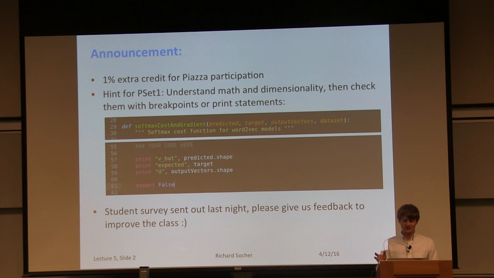Also, there was a little bit of confusion in problem set 1 around the dimensionality of some of the vectors. Generally, the best way to go about this is first you figure out the math, you understand exactly what the dimensionality should be, and then you can check them with either breakpoints if you use something like PyDev and Eclipse, or with simple print statements. For instance, if you have the softmax cost and gradient function and you want to test something, you can always just print the predicted vector's shape, for instance, or the output vectors' shape, and then make sure they make sense given the equations that you have.